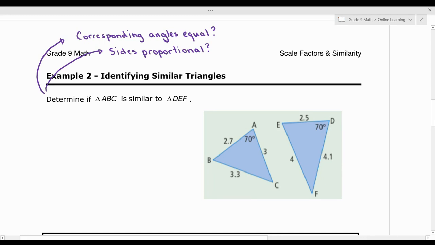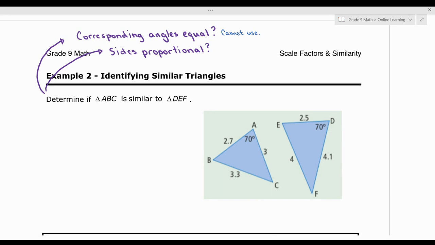The hiccup with this question, if you look at our diagram, the only angle we have is the 70 degrees. So I don't know this angle, I don't know this angle, I don't know this one, and I don't know that one. So in terms of trying to use the corresponding angles are equal part, we're going to get stuck. Okay, so I'll just add here, we cannot use it at this point. So this time we're just going to prove whether or not the sides are proportional.